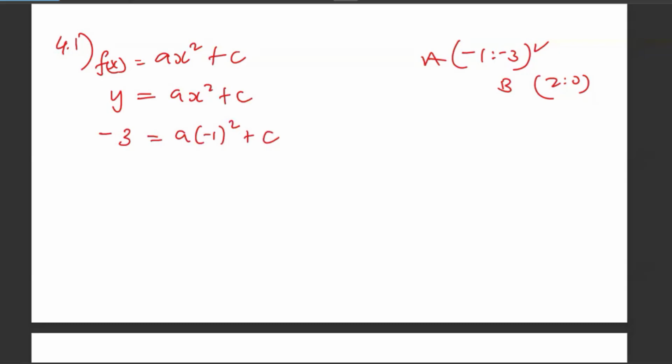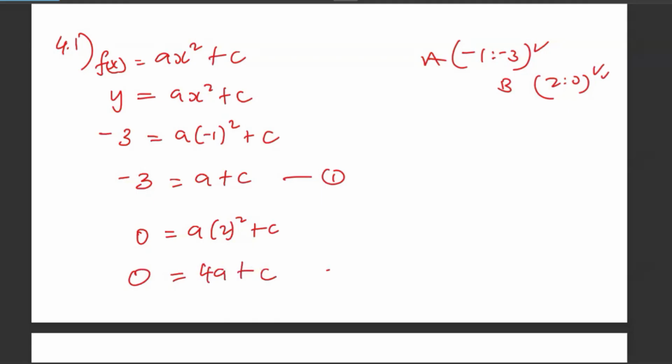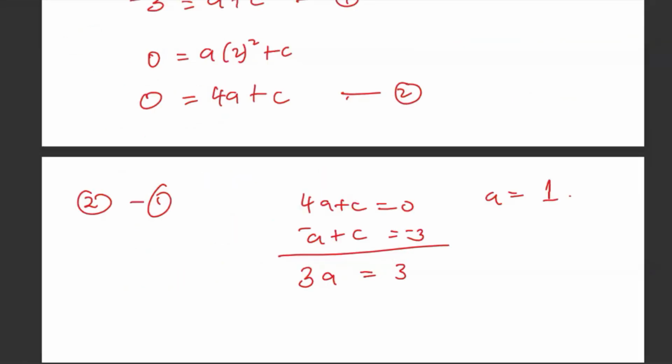Simplifying this, I'll have -3 is equal to a plus c. Call that equation 1. Then I can also use the other point. Substitute, we have 0 is equal to a into 2 squared plus c. Simplify, we have 4a plus c. This is equation 2. So we said that when you subtract the 2 equations, this is what we end up with. So our a is 1.